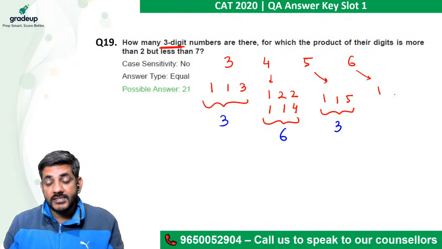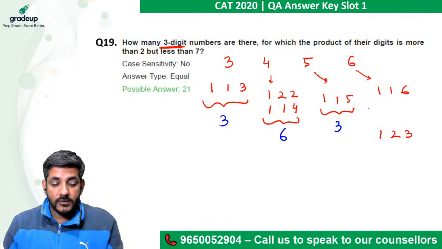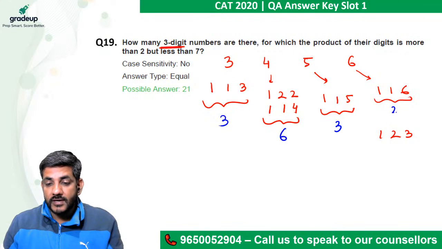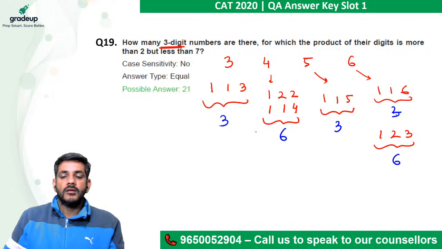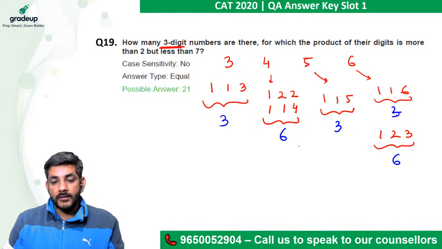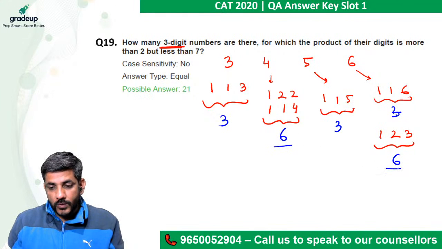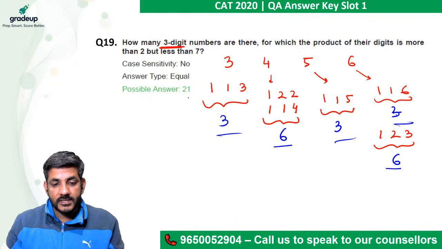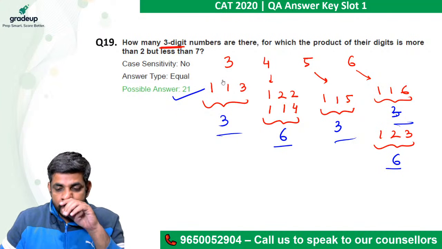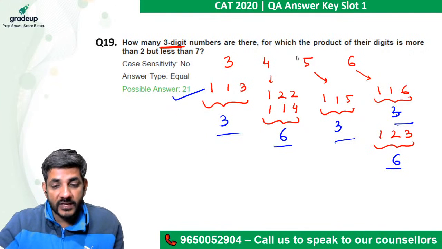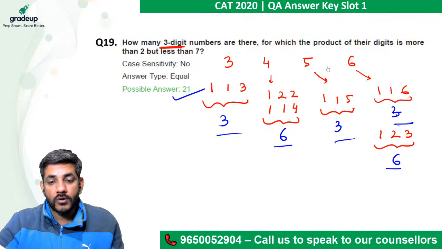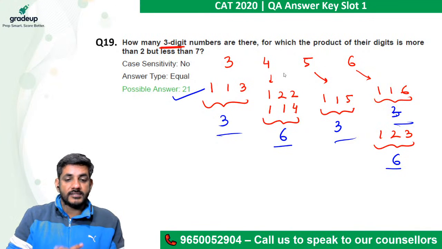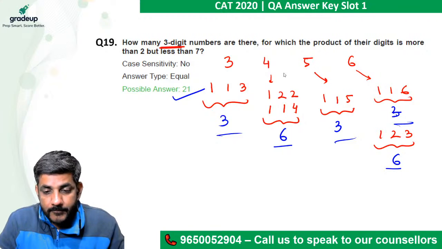And lastly, 6 can be formed by 1, 1, 6 or 1, 2, 3 as well. So with 116 you have 3 numbers, but with 123 you have 6 numbers, 123 के 6 numbers बनेंगे. So 6 plus 6 is 12, 12 plus 3 plus 3 plus 3 is 21. So 21 is the total number of numbers that could have been formed such that the product of the digits is greater than 2 and less than 6.